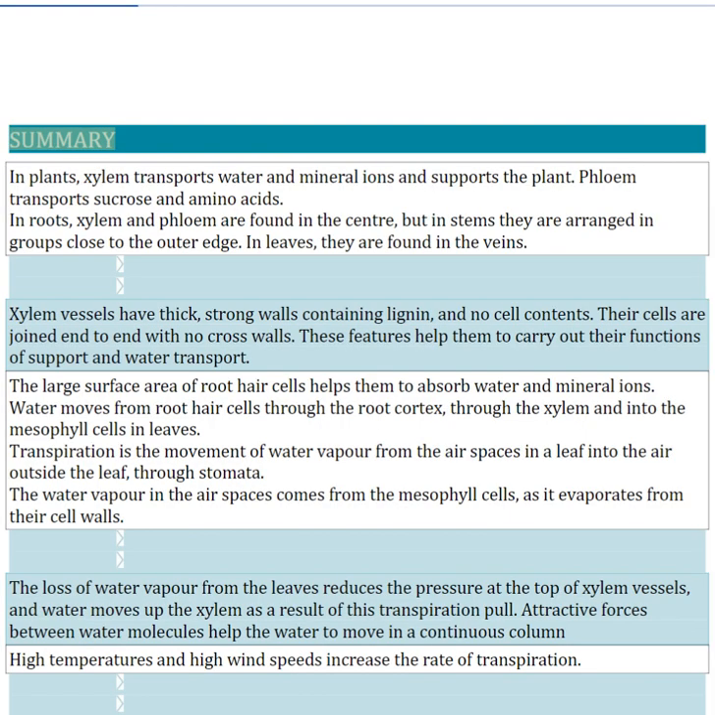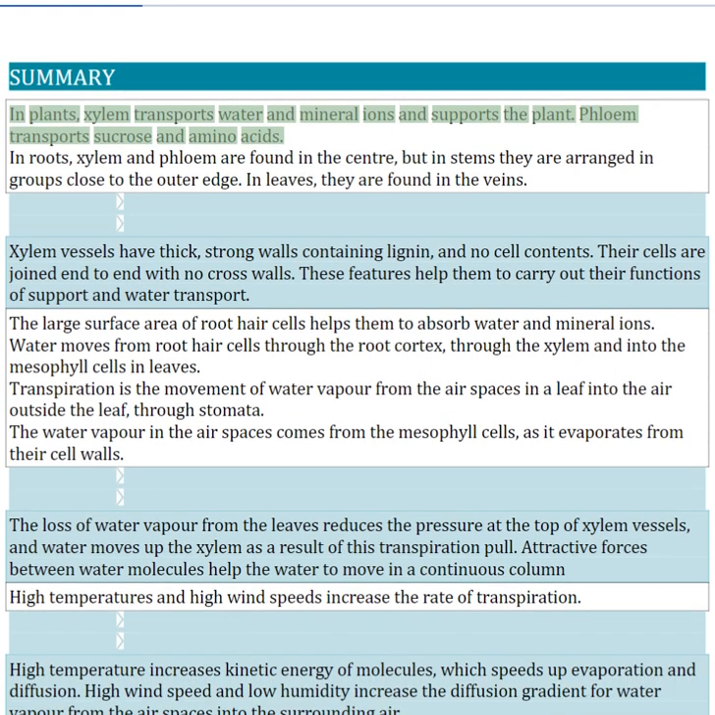Figure 8.20: in the dry season, the stems and roots store starch, ready to supply the leaves with sucrose when they begin to grow in a few months' time. Summary. In plants, xylem transports water and mineral ions and supports the plant. Phloem transports sucrose and amino acids.